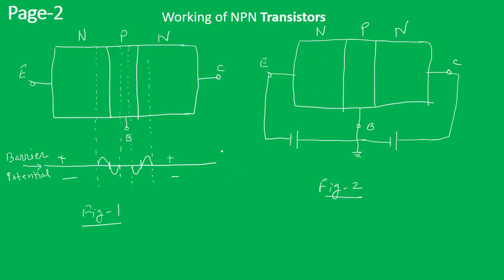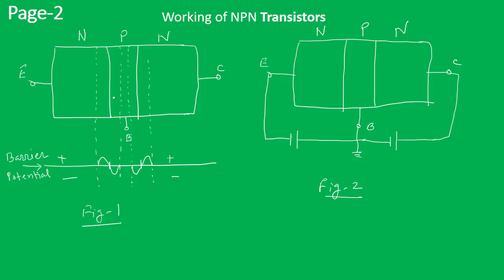So, just to recap our previous knowledge, the symbol for transistors: this is the symbol for the PNP transistor and this is the symbol for the NPN transistor. Now let us have a look here. This is the working principle of the NPN transistor. Let us try to understand with these diagrams, figure 1 and figure 2.